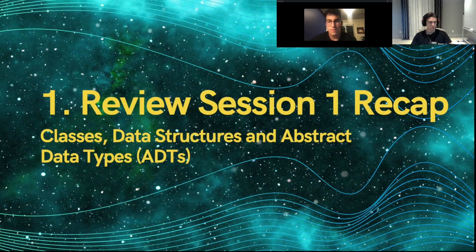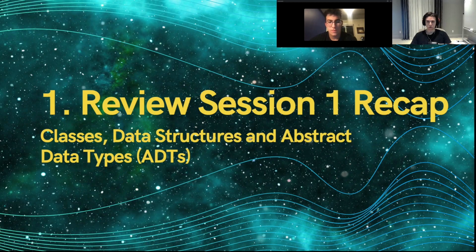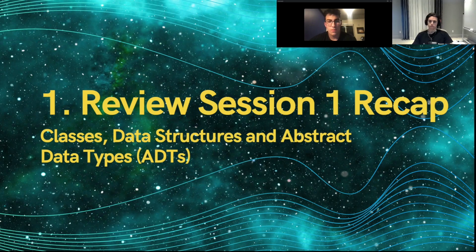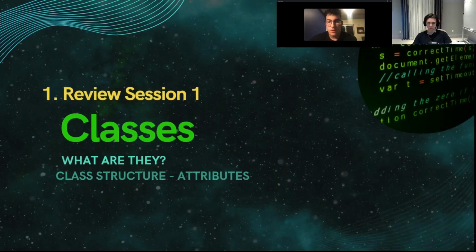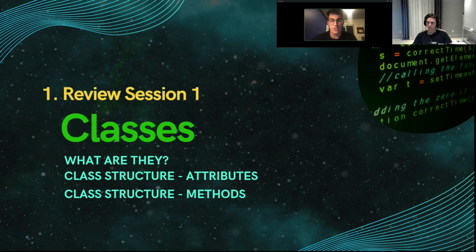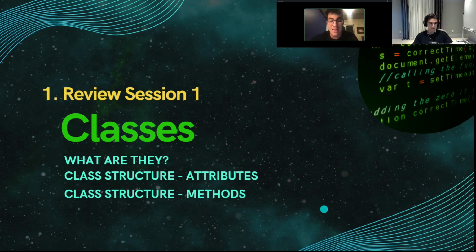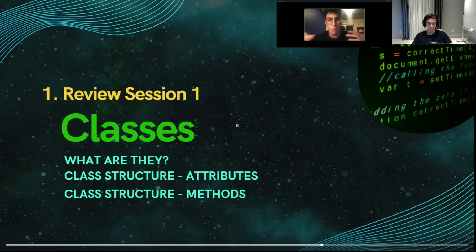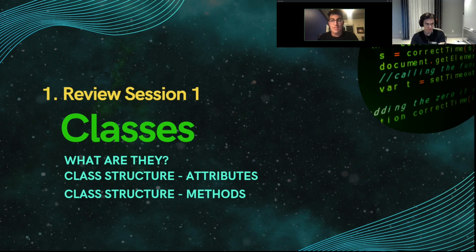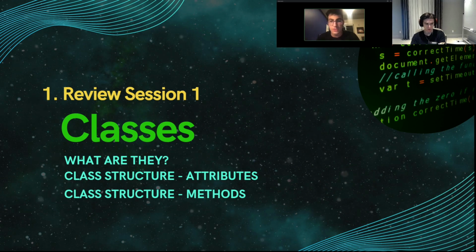Moving on into our review session 1 recap: classes, data structures, and abstract data types. We're going to start off just how we started the first review session, talking a little bit more about classes. We'll speak about what they are, what class attributes do, and what class methods do.